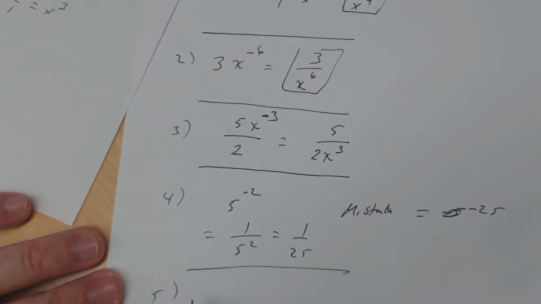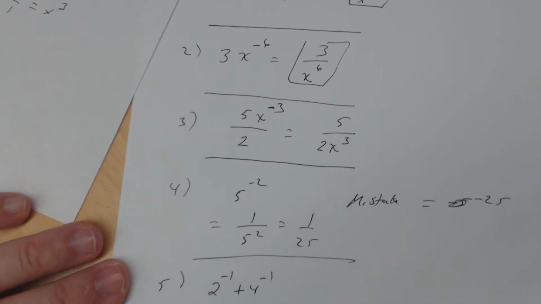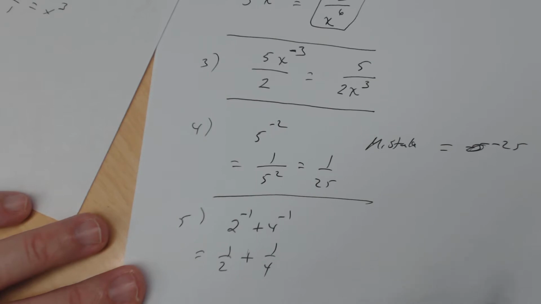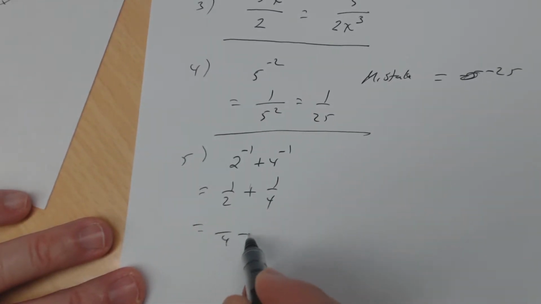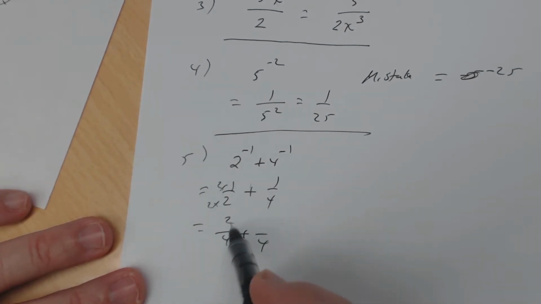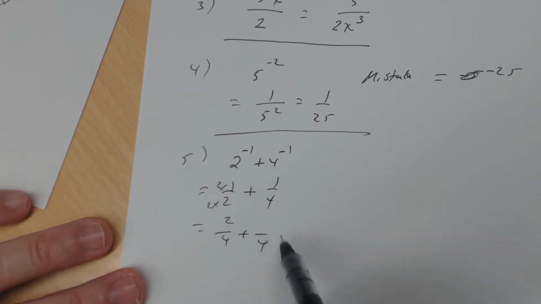Number 5. Suppose you had 2 to the negative 1 plus 4 to the negative 1. Well, let's just take each term individually. 2 to the negative 1 is 1/2, plus 4 to the negative 1 is 1/4, and then you just add these fractions by finding the LCD. So the LCD is 4. So you say 2 times 2, 1 times 2 is 2. So 2/4 is equivalent to 1/2. And these denominators are 4, so the numerators have to be the same, so that has to be 1. So the answer is 3/4.